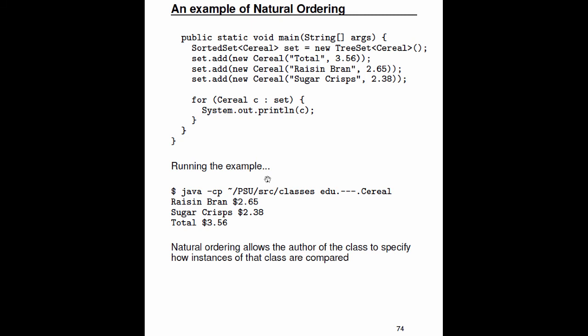Okay, so here's an example of actually creating some Cereal instances and adding them to a sorted set. I'm going to have a SortedSet of Cereal, which is a new TreeSet. I could have used the diamond operator here, but I didn't. And remember, TreeSet is a concrete class that implements the SortedSet interface. I'm going to add three cereals to that sorted set. I'm going to add some Total for $3.56, some Raisin Bran, and some Sugar Crisps.